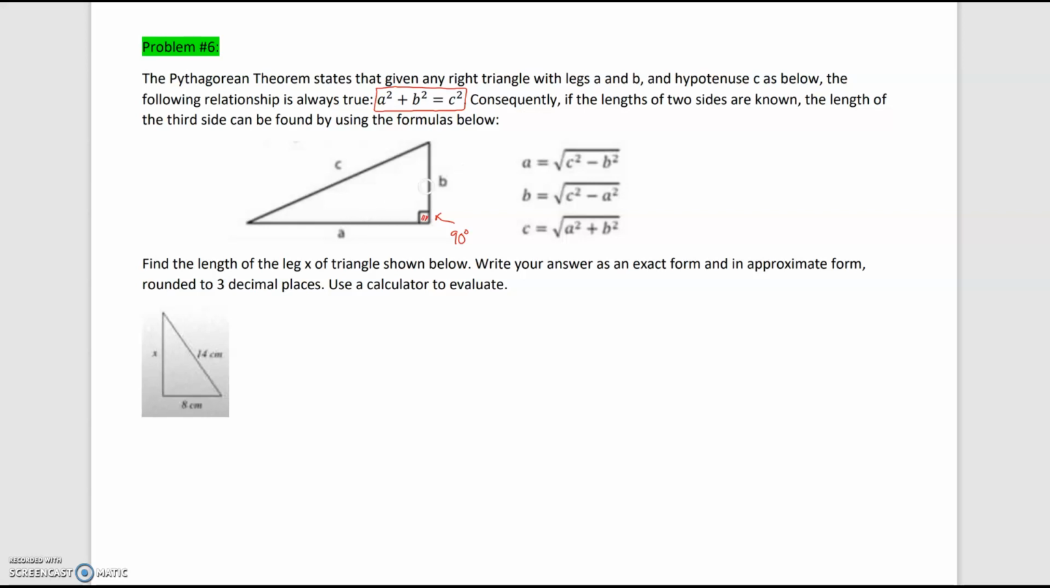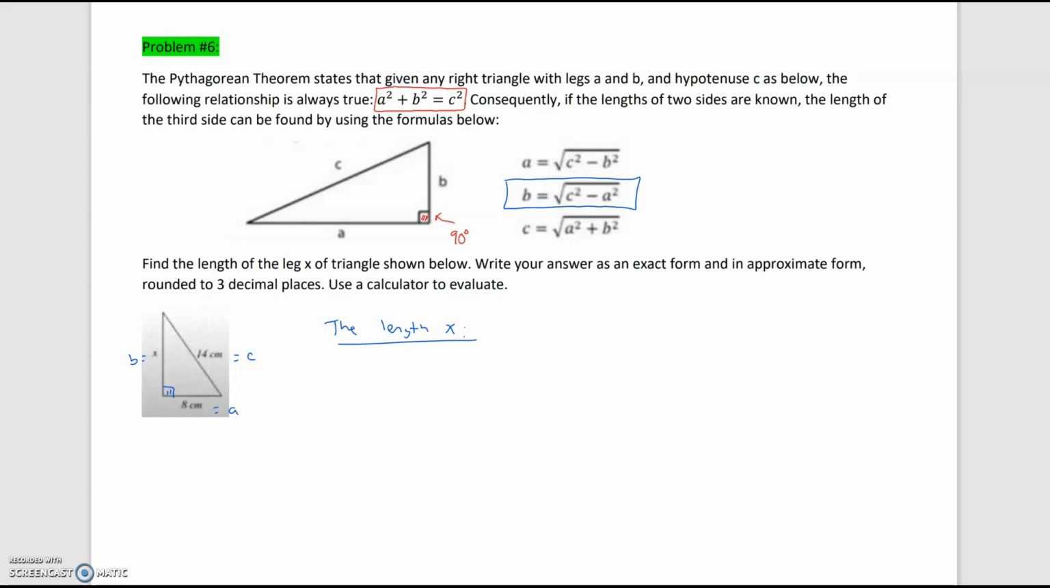The lengths A and B, you can put them in any part. And what the Pythagorean Theorem says is that, technically, this has to be our 90 degree, so this will automatically be C. You can label this one as A and this one as B. Now, to find the length X, in this case I'm going to be using this formula. But if you were to label this one as A and B, then you would be using that formula above.